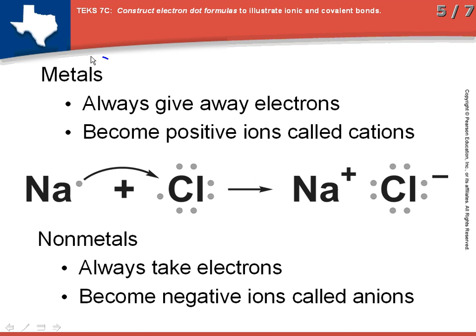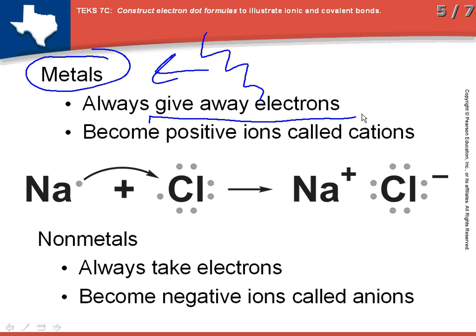Now, the general rule is that all metals, that's everything to the left of the stairs, will always give away their electrons. That's why metals are good conductors, because they easily pass their electrons. And since they're giving them away, they become positive ions called cations. Remember, cation has a T in it, like a plus sign. Positive is also a plus sign. Remember, a positive ion is a cation.